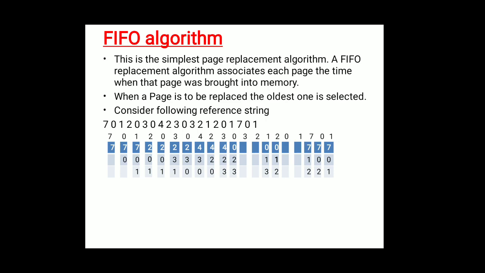Now coming to the reference 0, since 0 is also not available, we are going to get the page number 0 from the hard disk, and we are going to store it into the main memory. So which page has to be replaced? After 0, 1 is the page which has entered first, so 1 will be replaced with 0. Now coming to the page number 4.